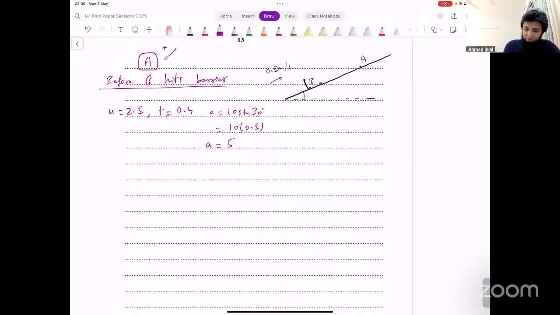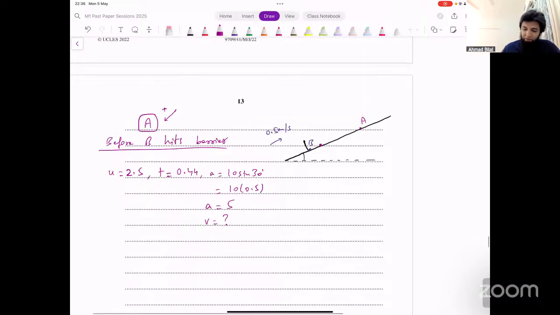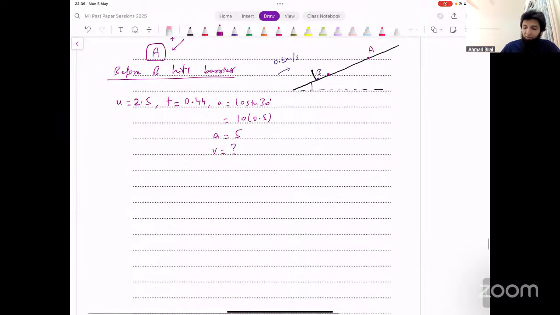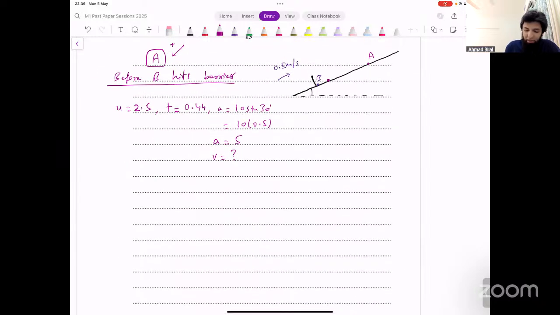Here we can say, let's find the velocity directly at the point they collide with each other, for velocity for A. Which equation can we use here? V equals U plus AT. And that gives us V equal to 2.5 plus A, which is 5, into T, which is 0.44. And that is 4.7. Okay, so that's the velocity of A just before collision.